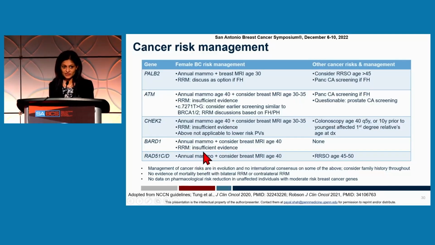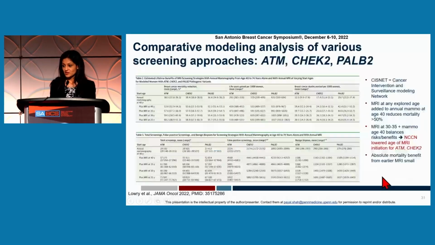The second thing I would like to highlight is that the age at which breast MRI is initiated in individuals with ATM and CHEK2 pathogenic variants has been modified. Prior versions of the NCCN have recommended that breast MRI begin in ATM and CHEK2 carriers at age 40 or younger, depending on family history. However, the most recent NCCN guidelines recommend that breast MRI begin at age 30 to 35. And this is based largely on the CISNET data, which I show here.